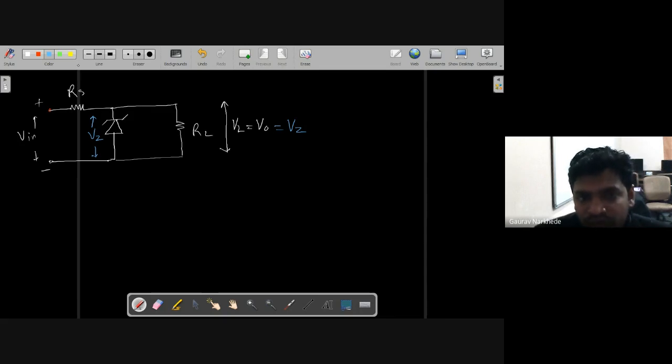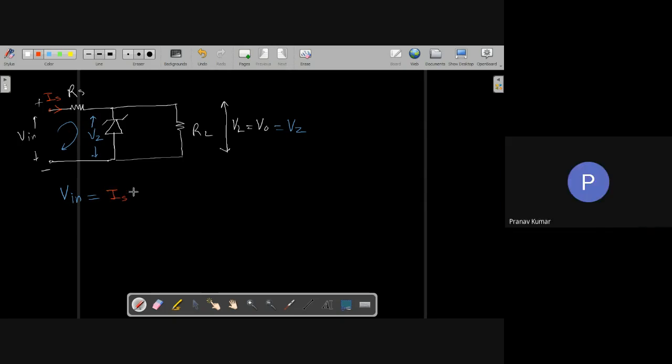Now talking about the currents, this is one basic loop, so current is flowing in this loop. So we know that Vin is nothing but, let us say that the current which is flowing in RS is IS, so it will be IS RS.